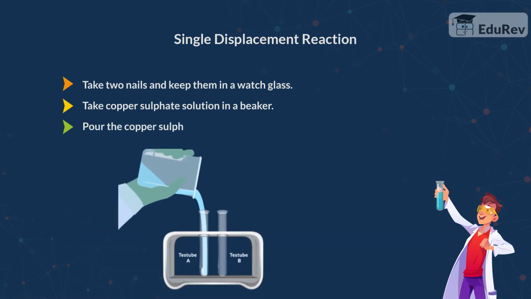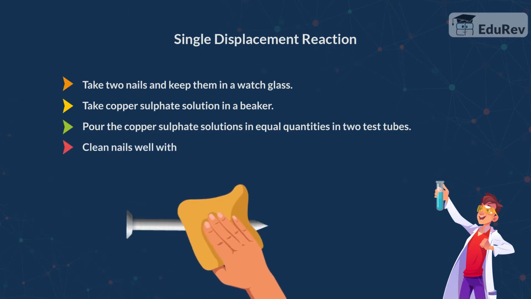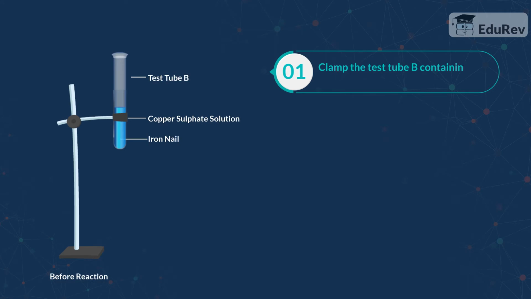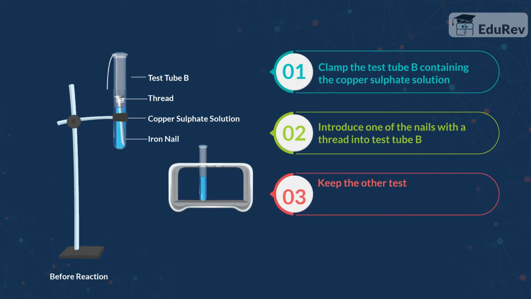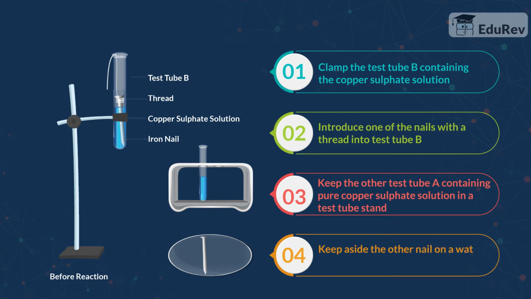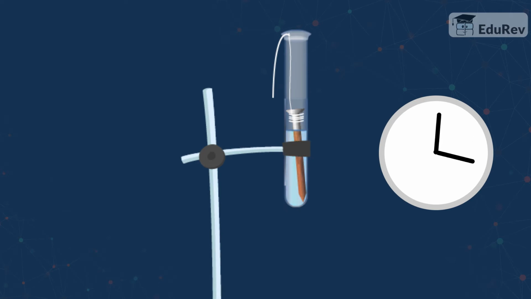Let's pour the copper sulfate solution in equal quantities in 2 test tubes, about 10 ml in each test tube. Clean the nails well with a sandpaper to remove the surface impurities. Clamp the test tube B containing the copper sulfate solution. Introduce one of the nails with a thread into test tube B. The second test tube containing pure copper sulfate solution can be kept in a test tube stand. Keep aside the other nail on a watch glass. Now, keep them undisturbed for about 30 minutes.